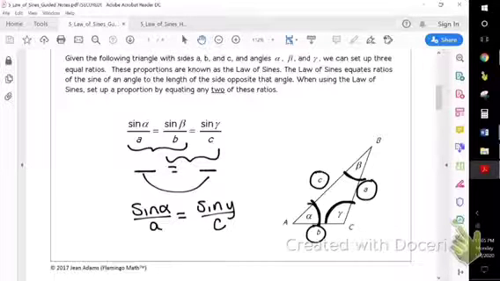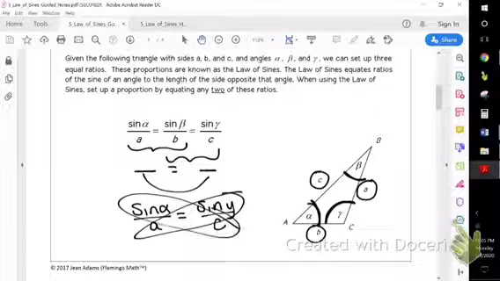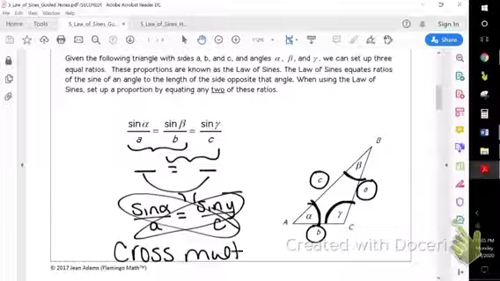Now, how do you solve a proportion? Do you remember? To solve it, you cross multiply and divide. Cross multiply and divide.